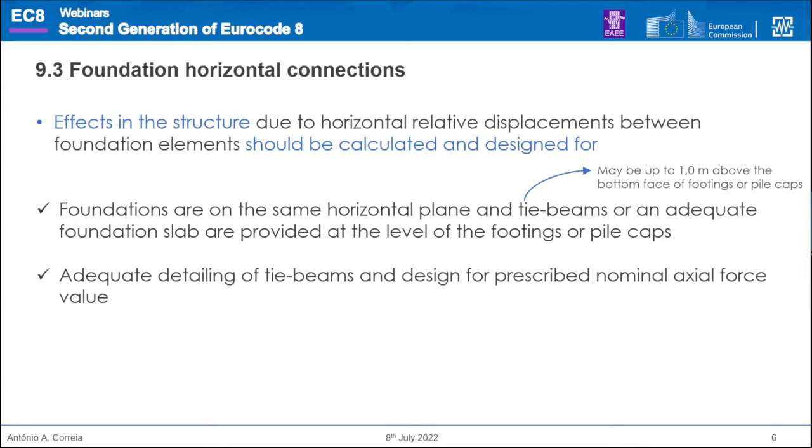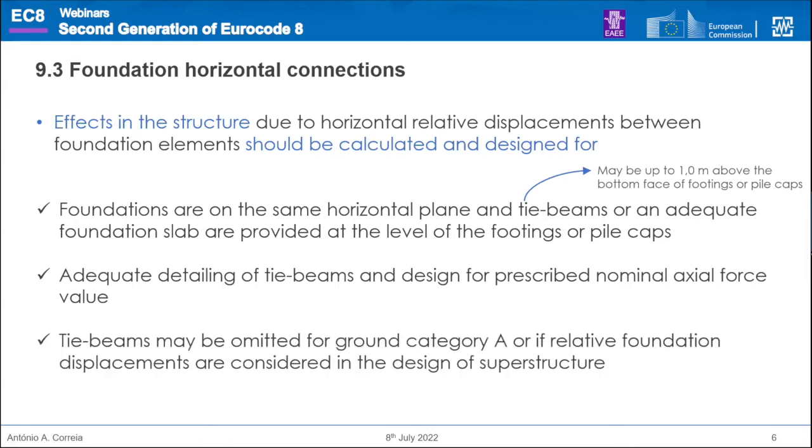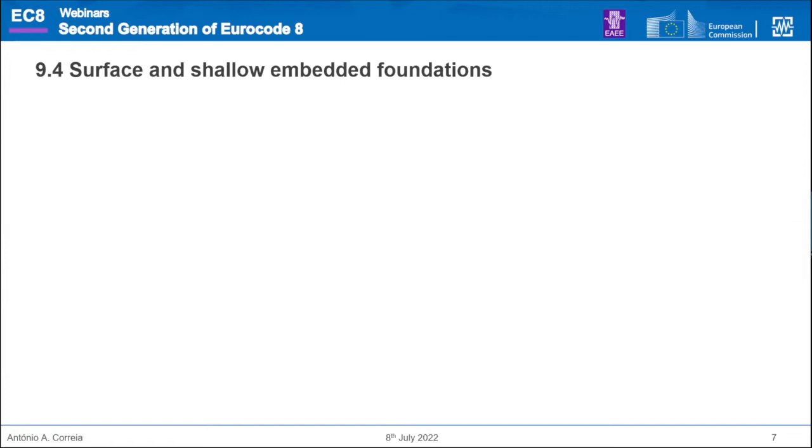Adequate detailing of the tie beams is prescribed, as well as a nominal axial force value for the design of these tie beams, or for the pre-design of these tie beams. Now, the tie beams may be omitted if we have a stiff ground, so if we have ground category A, or if the relative foundation displacements are considered directly in the design of the superstructure, although it is always recommended to have this type of horizontal connection elements.